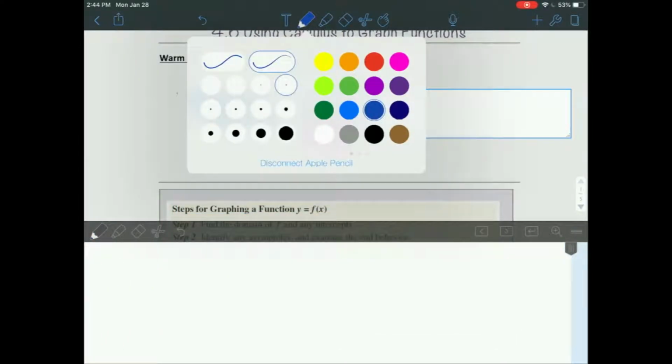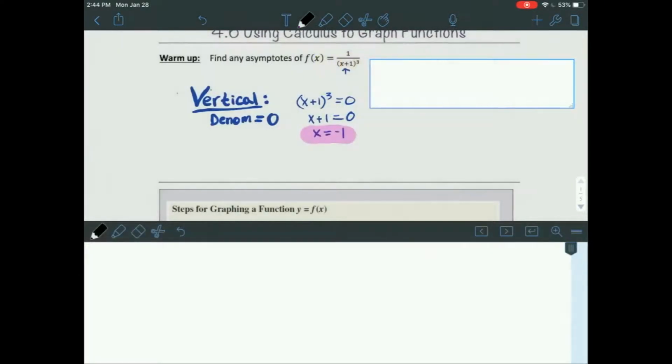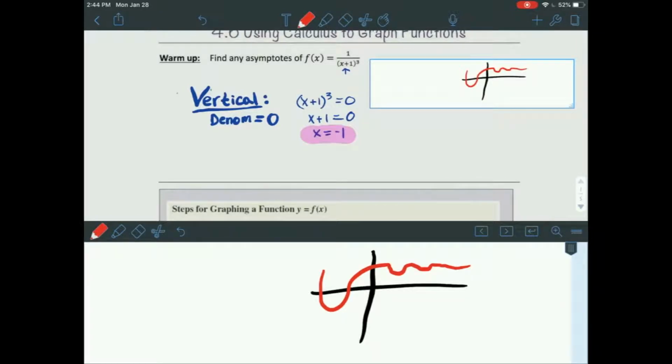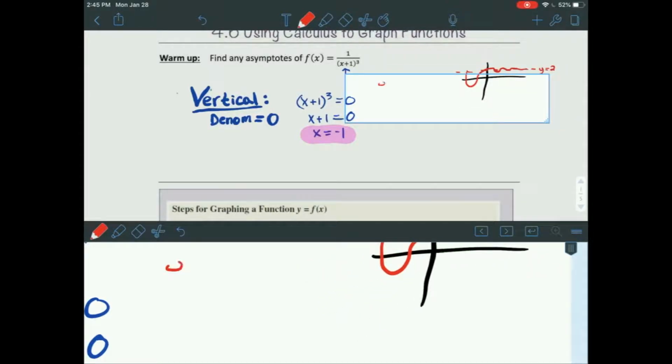Horizontal asymptotes are kind of what your graph trends towards as you go to positive and negative infinity along your x-axis. So say that this is your graph, and it looks something like this. Maybe it's getting closer and closer to y values of 2. That would be a horizontal asymptote. To figure out where those are, we would take the limit as x approaches positive and negative infinity.